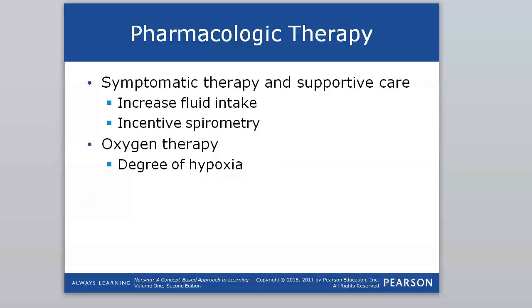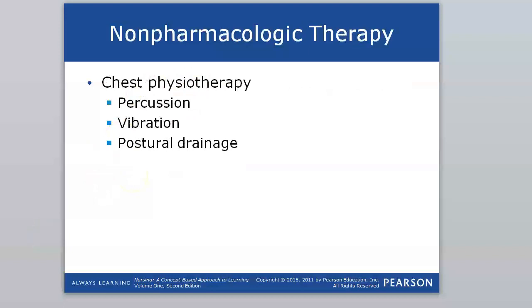Again, symptomatic therapy and supportive care, making sure patients are doing spirometry, oxygen therapy depending on their degree of hypoxia, and increasing fluid intake as well. Sometimes respiratory therapy may come in and do chest physiotherapy. It's called postural drainage, where they'll clap on the chest to help bring up some of the secretions, used for percussion, vibration, and postural drainage as well.